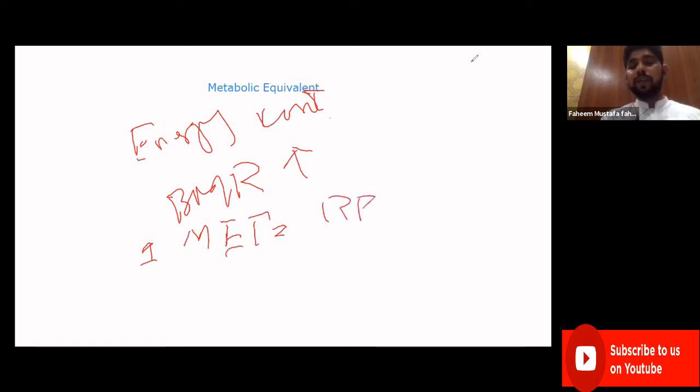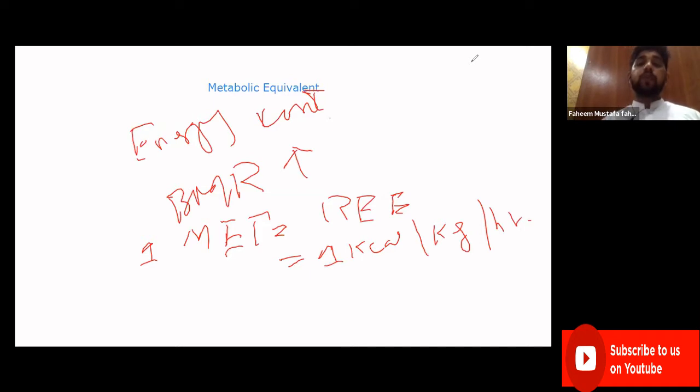resting energy expenditure. It's approximately equivalent to 1 kilocalorie per kg per hour. Met score for standing is 1.3. It means you will expend 1.3 times more energy than your body uses when it's at rest.